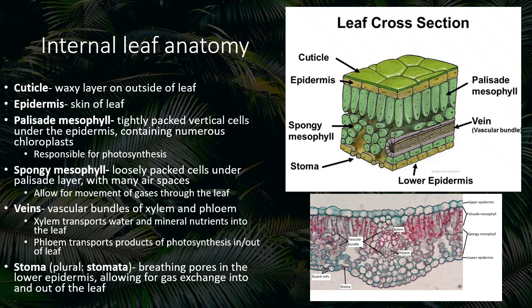The last feature in this layer that we need to know of are the stomata. The stomata is plural for stoma. Stoma means mouth in Greek, okay? And these are breathing pores in the lower epidermis. So we have another layer of skin on the bottom of a leaf, and we also have a lower cuticle as well. So there's a layer of wax on the bottom of the leaf as well. And the stomata are almost always at the bottom of the leaf.